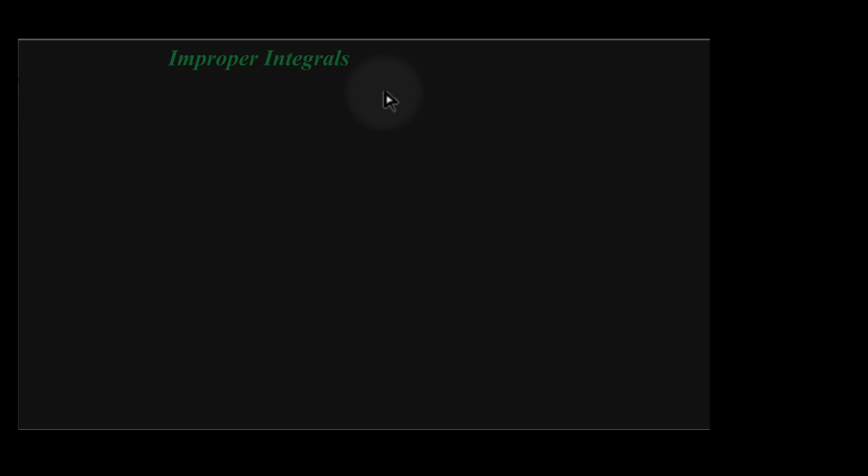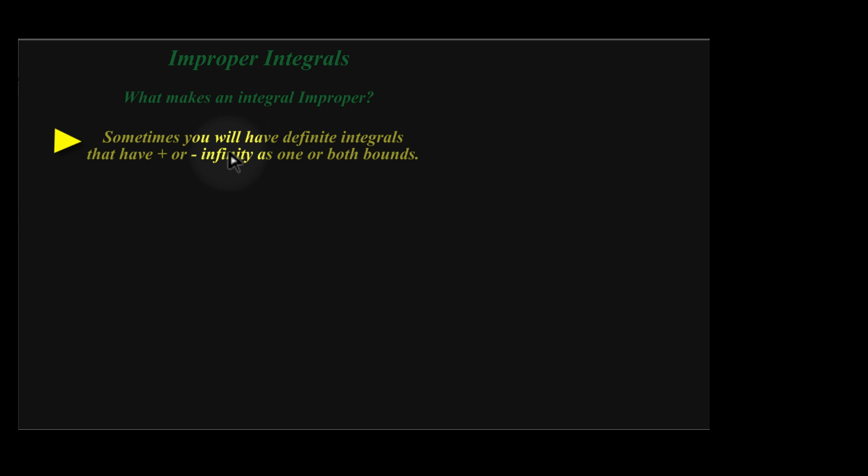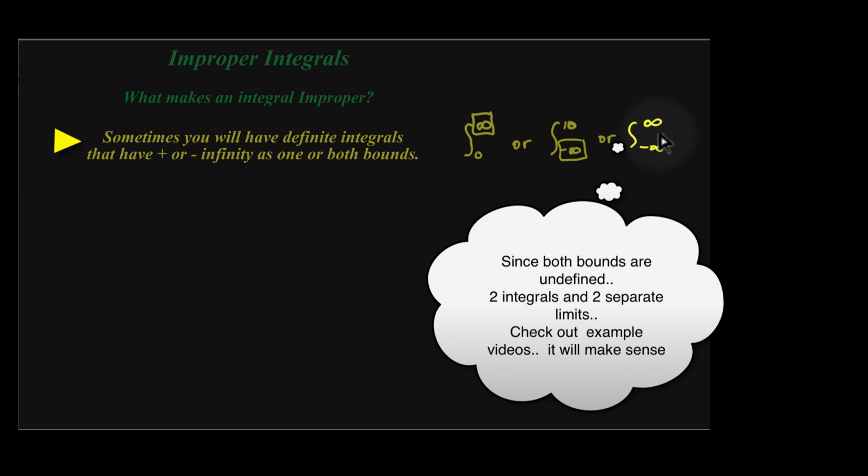Today we're going to be discussing the concept of improper integrals. So what makes an improper integral? Well, there are three basic scenarios you need to look out for. Sometimes you will have an infinity or a negative infinity as one or both of the bounds. So here we have an example of the top bound being infinite, or a negative bound being infinite, or you might have two bounds being infinite. In this scenario, you will need to separate this into two integrals and add them together.